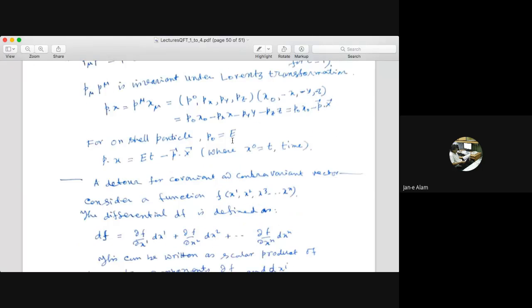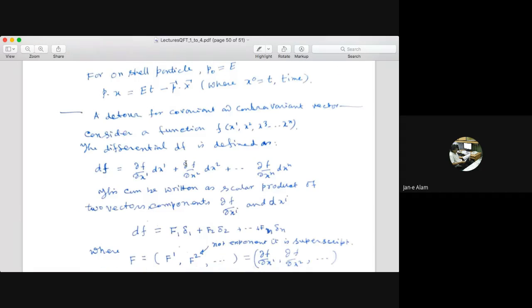And for an on-shell particle, again, this P0 I will be able to put as E. So then again P dot X, this 4-vector product, I will be able to write as energy times time minus the 3-vector P dot the 3-vector X. Now this is what I wanted to say about the notations which I am using.